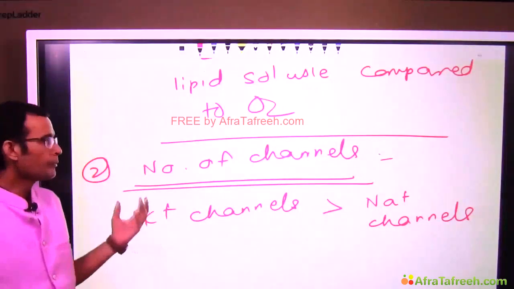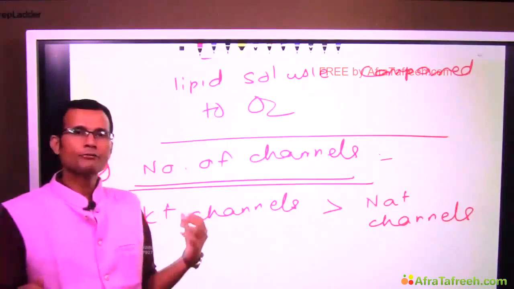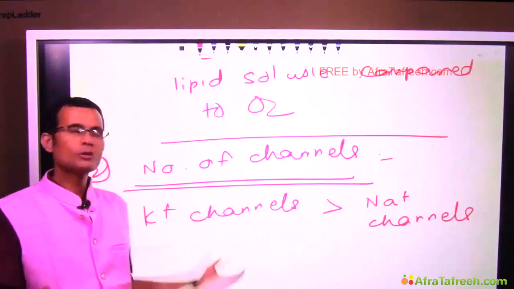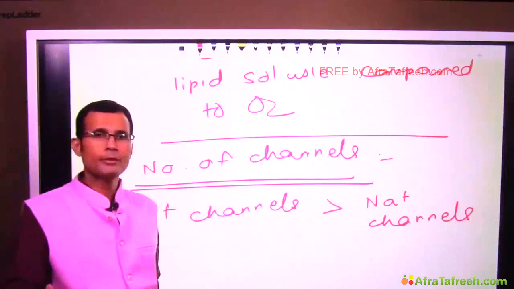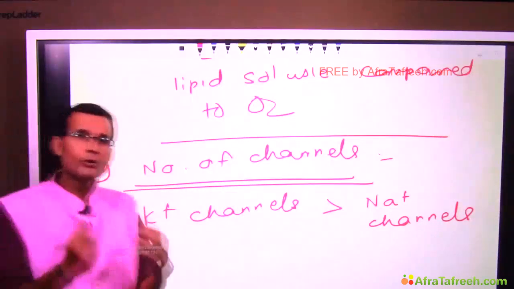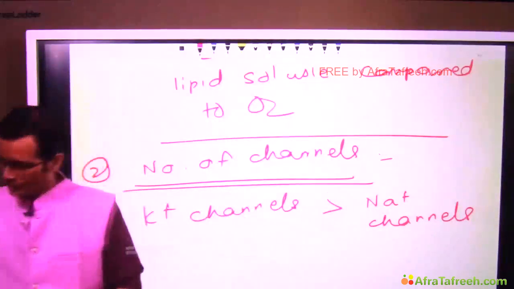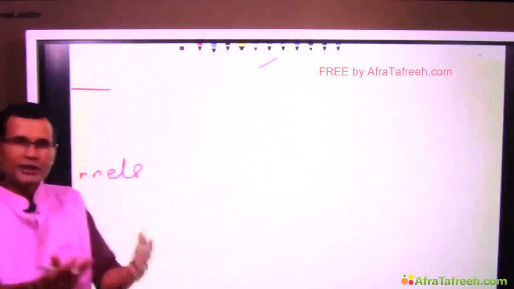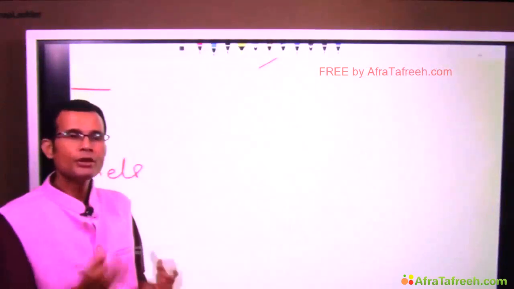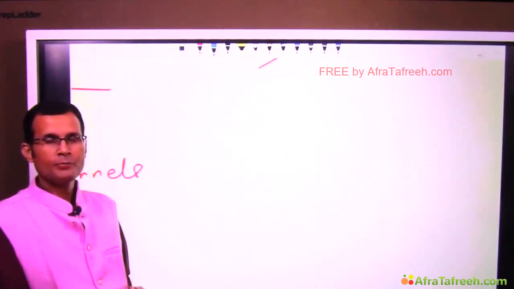Please keep this in mind. Potassium diffusion rate is faster as compared to the sodium diffusion because potassium has got more number of channels in the membrane. I am going to discuss this in detail. Let me just arouse the interest. Let me just ask you 3 questions, one after the other.